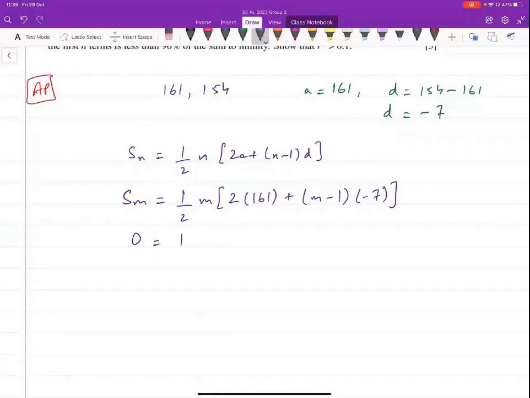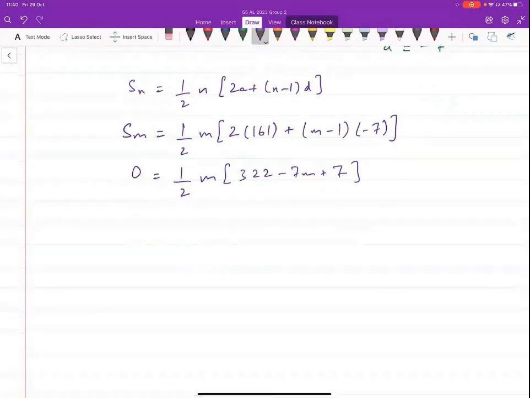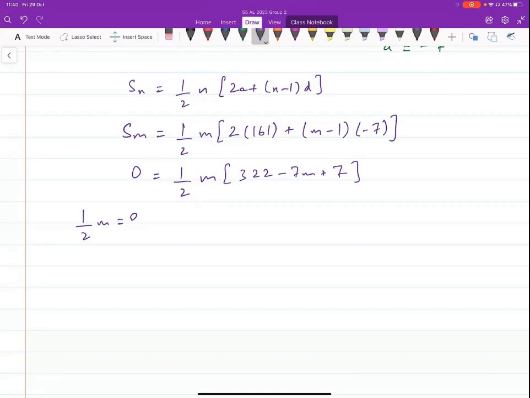So we get half m multiplied by 322 minus 7m plus 7. Okay. Now, what do we get from this? We get either half m equals 0, or we get 322 plus 7, that's actually 329, minus 7m equals 0. Right? दो चीजें multiply हो रही हैं, उनका product 0 है. That means either one is 0 or the other is 0.